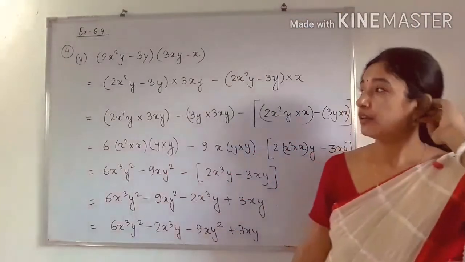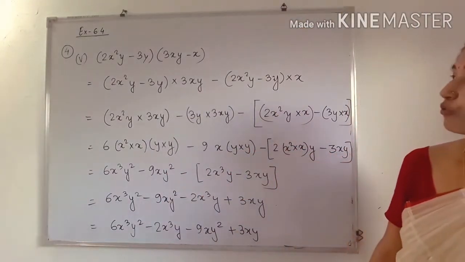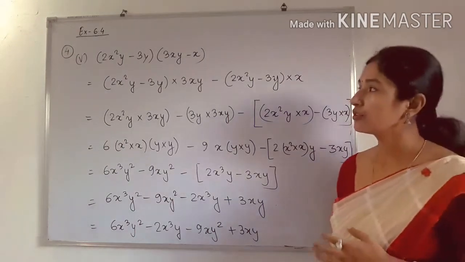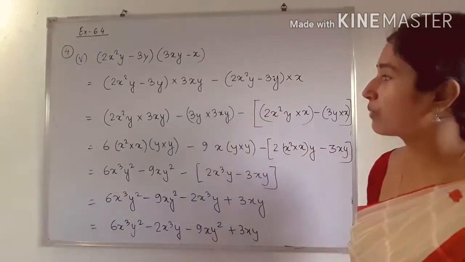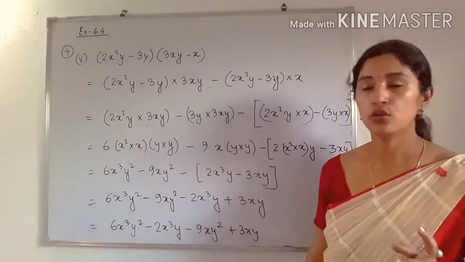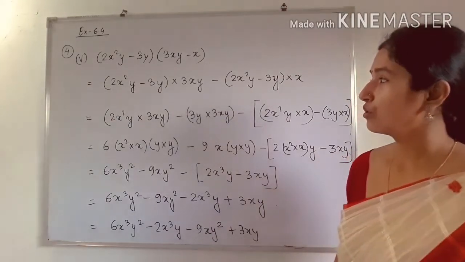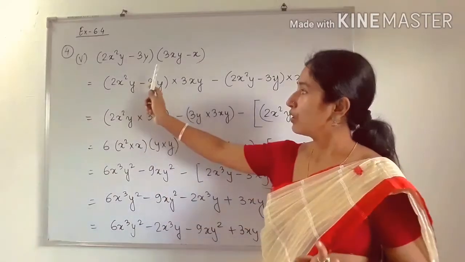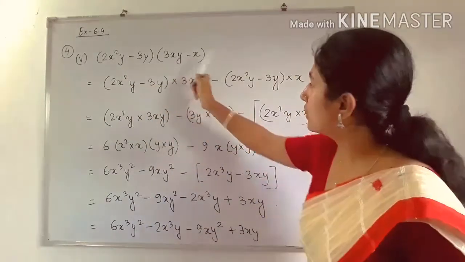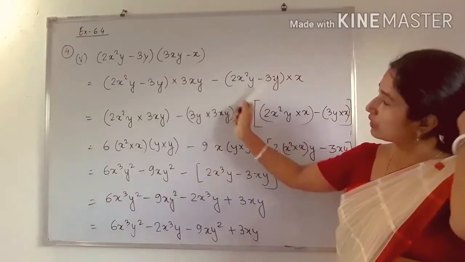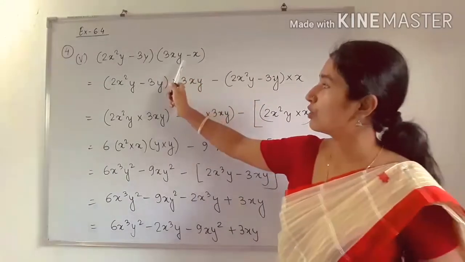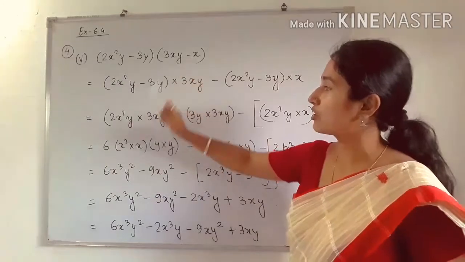So see again, from question number 4, I have done number 5. Here also both are binomials, so we will multiply using the distributive property. We are applying the distributive property two number of times. This bracket is multiplied with 3xy and this bracket is multiplied with x, and between these two terms we have a minus symbol, because this is the distributive property of multiplication over subtraction.